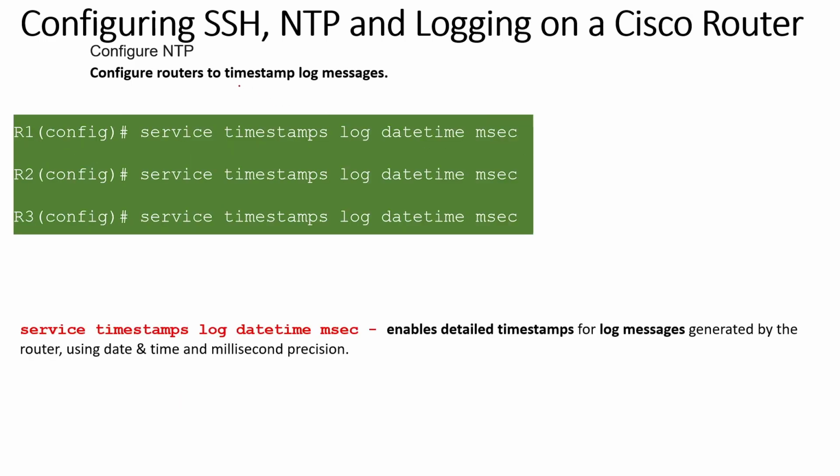Next, we will configure routers to timestamp log messages. So every time the network administrator or someone who is configuring the router, let's say disables the interface, the router will log it as an event. With this command, on each router, we enable detailed timestamps for these logs using date and time and millisecond precision.